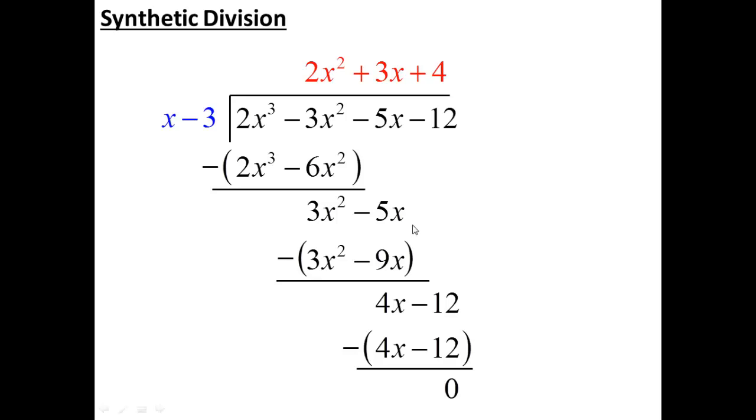Now let's talk about synthetic division. So here's a problem I worked out on my own. I had 2x cubed minus 3x squared minus 5x minus 12 divided by x minus 3. Did all the work, had 0 remainder. My exact answer was 2x squared plus 3x plus 4.